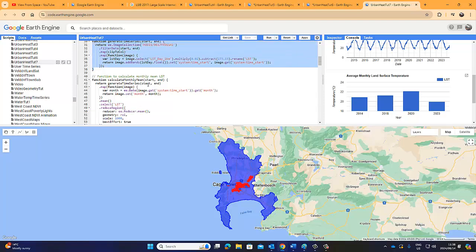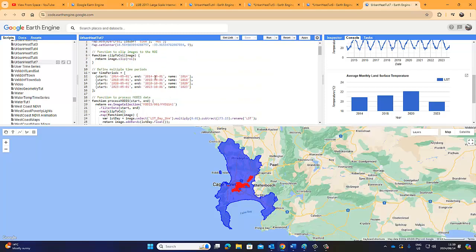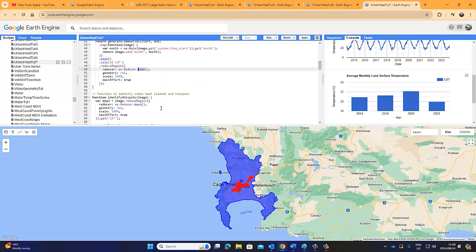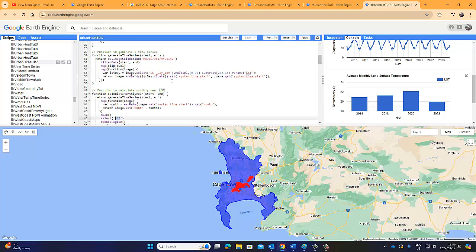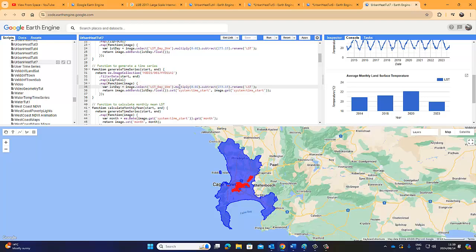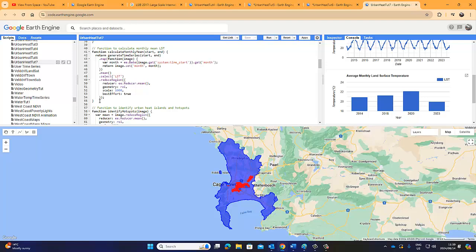So we're going to calculate the mean. We're going to take the start and the end date for each time period, and we're going to generate the mean. So now we've created a mean image for each of these 4 time periods, based on our band LST, which is this band here, which is now scaled and converted into Celsius. So we've got that now.